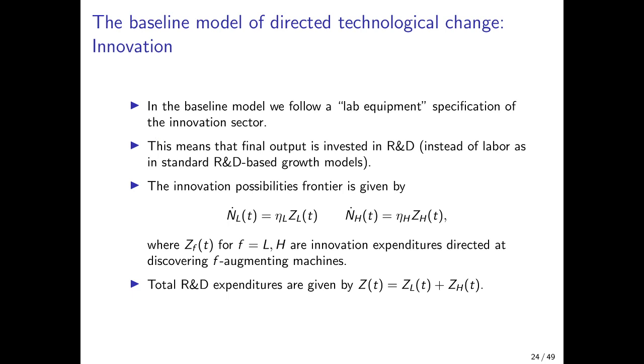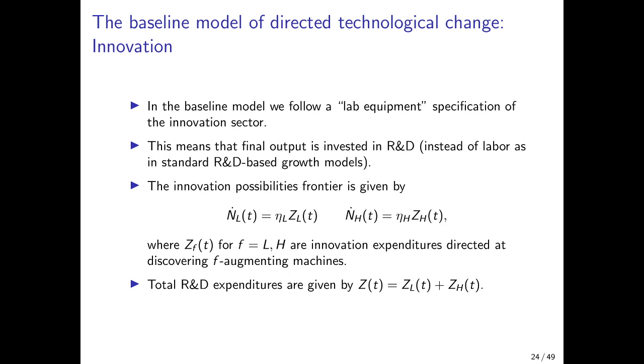And here, Acemoglu, in the baseline version of the model in his book, follows a lab equipment specification, which means that in contrast to the R&D-based growth literature that we've seen before, where labor is used as the main input in research and development, so scientists, here it is final output that is invested, and that can be interpreted as being equal to lab equipment.